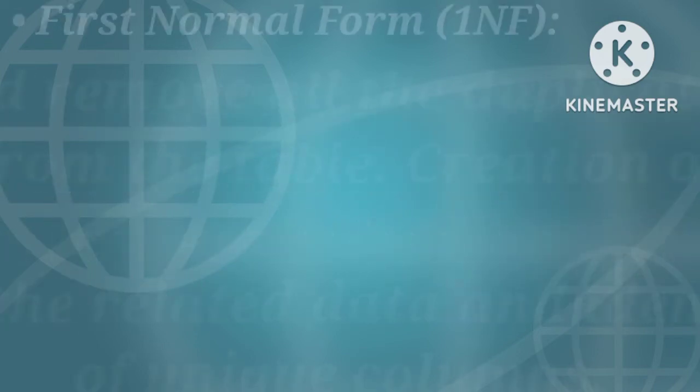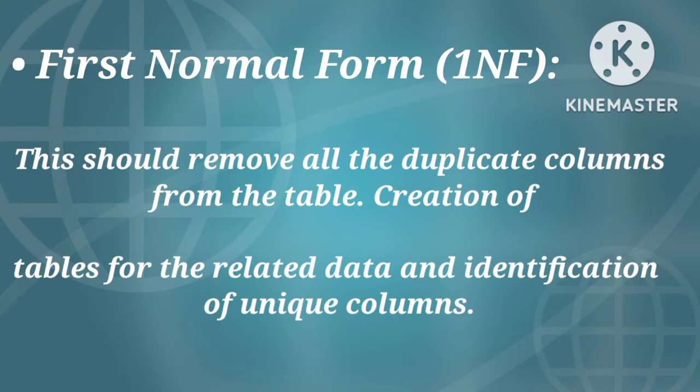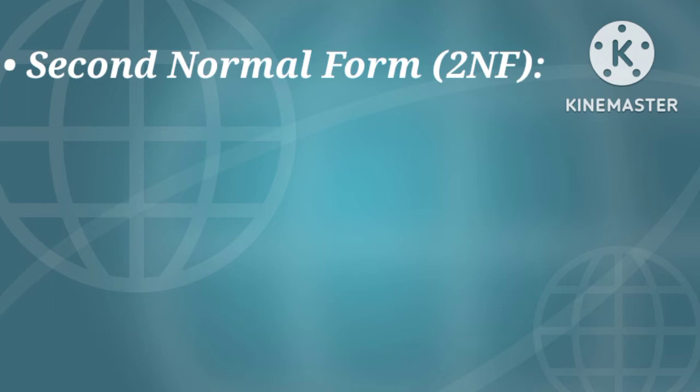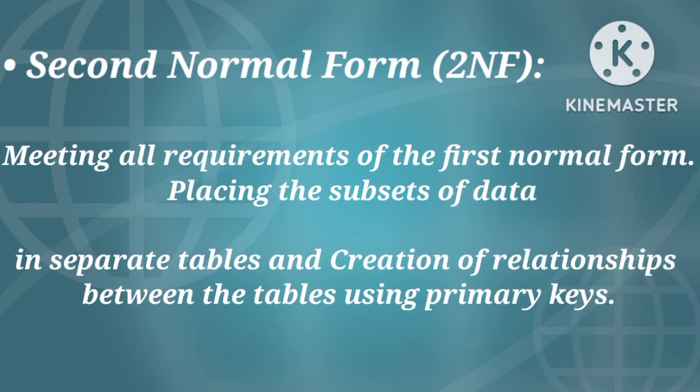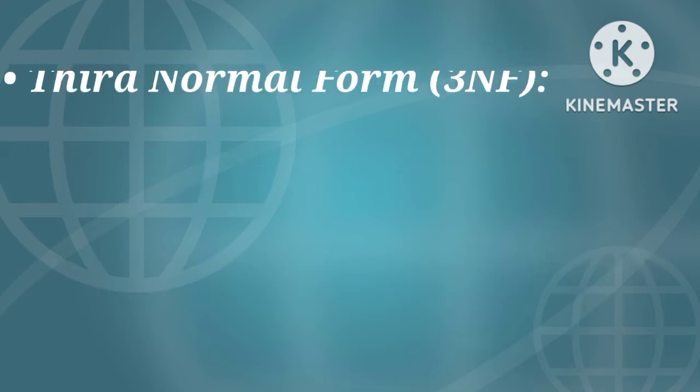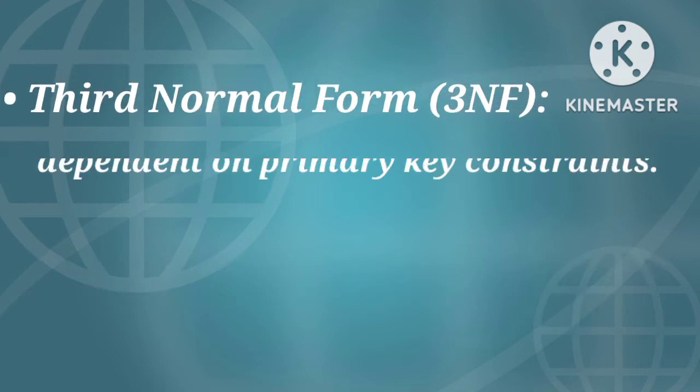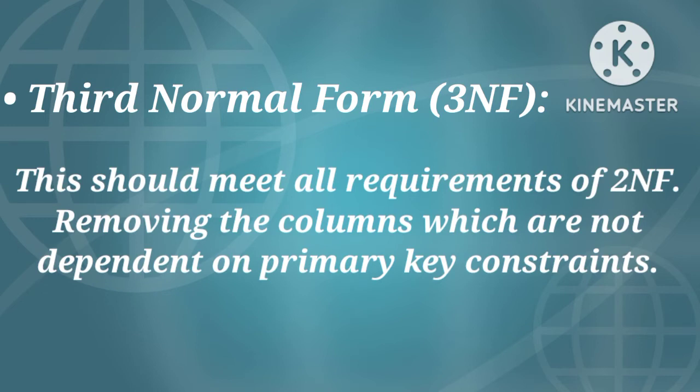First normal form, 1NF. This should remove all the duplicate columns from the table. Creation of tables for the related data and identification of unique columns. Second normal form, 2NF, meeting all requirements of the first normal form. Placing the subsets of data in separate tables and creation of relationships between the tables using primary keys. Third normal form, 3NF. This should meet all requirements of 2NF. Removing the columns which are not dependent on primary key constraints.